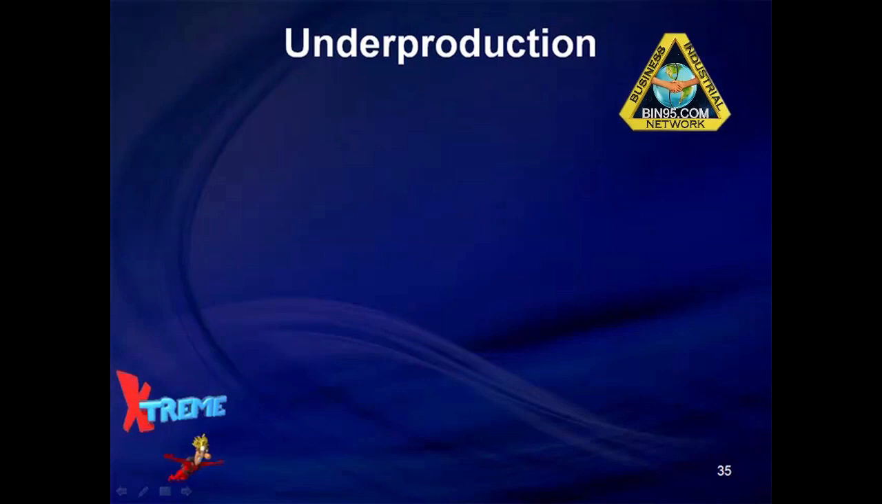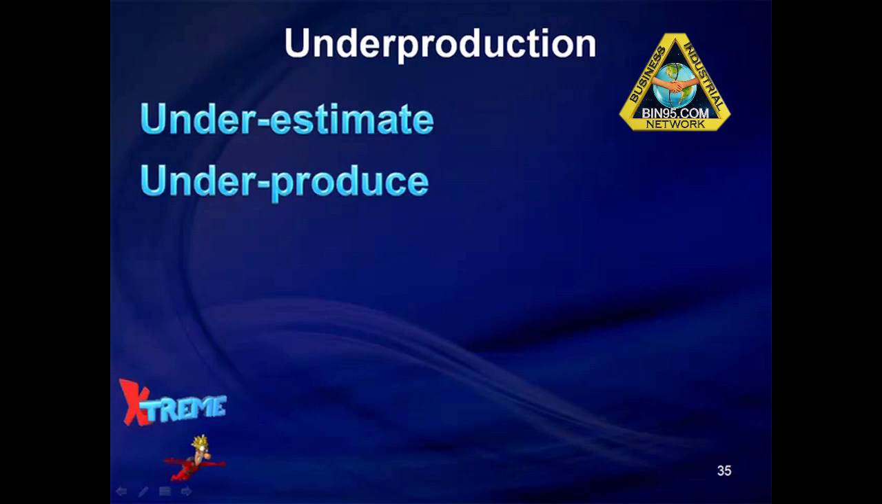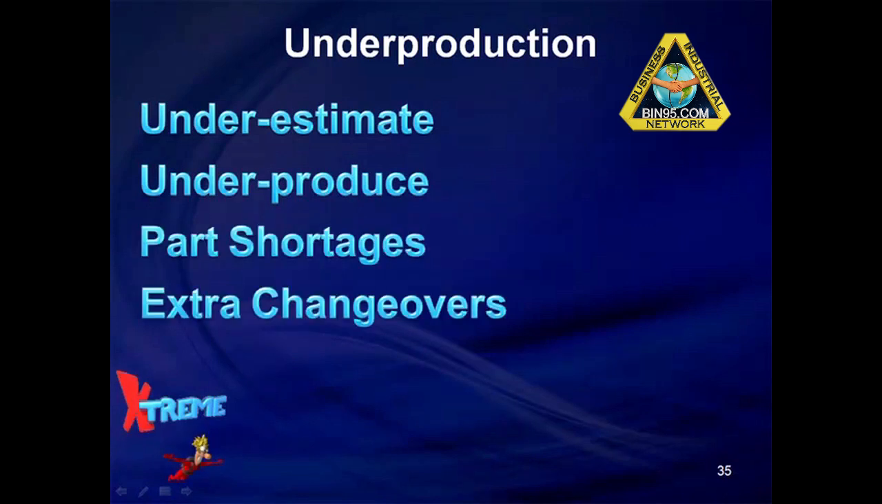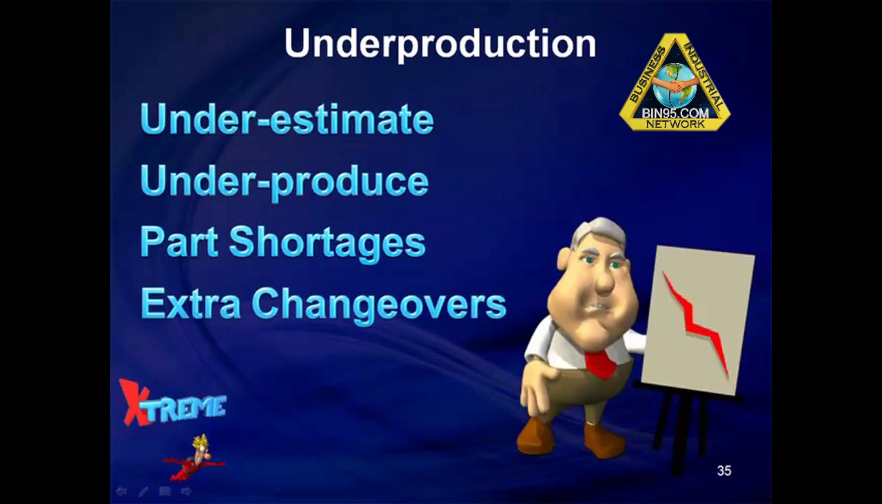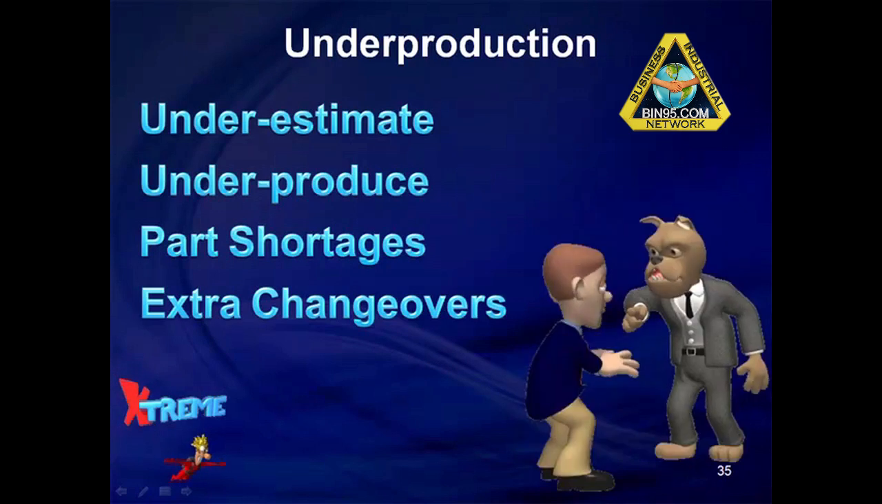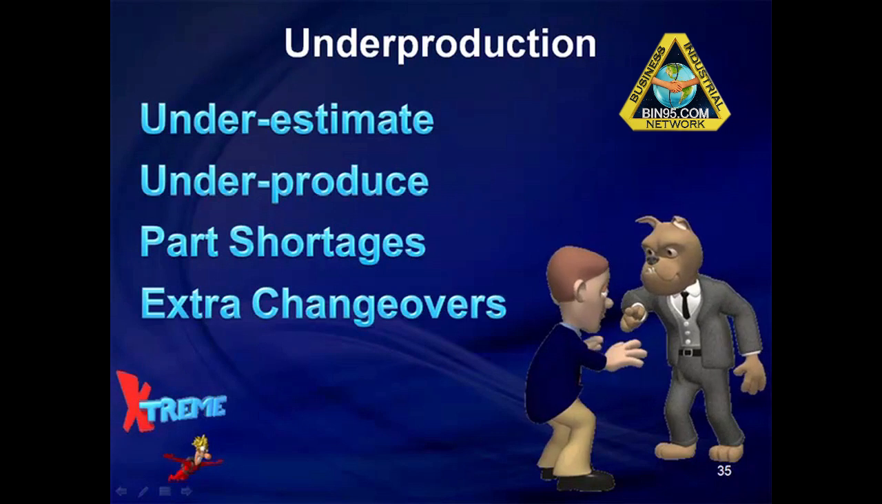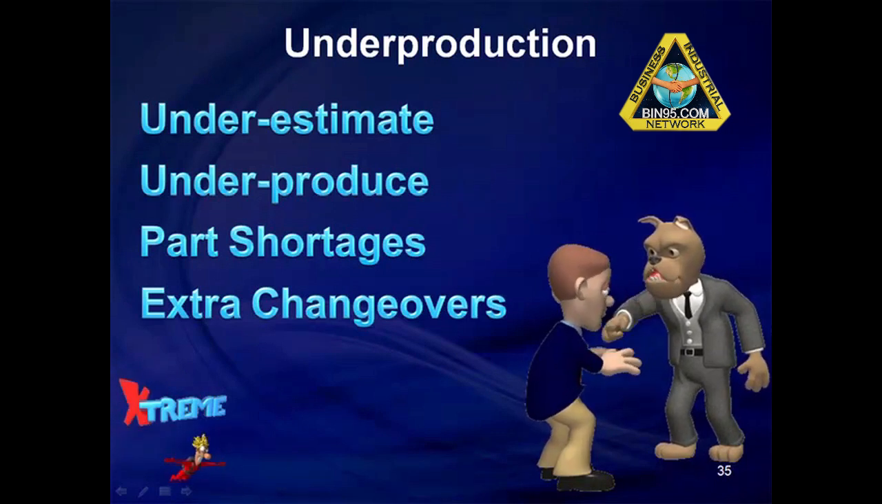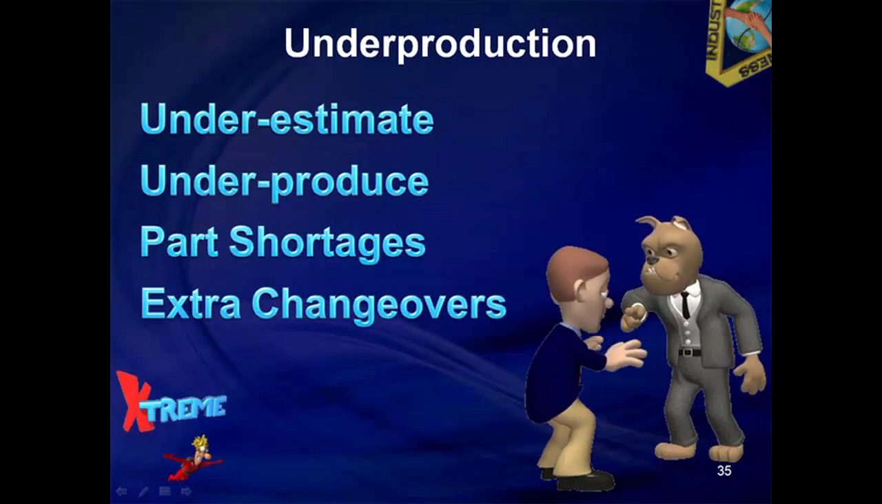We have the opposite problem when we underestimate what the customer will consume. When we underestimate, we underproduce, which causes part shortages, which causes extra changeovers, and that causes a loss in productivity. This means we have a customer wanting product from us that we cannot deliver. Once again, this means you are not responding well to your customer demand, and it causes the customer to become upset. This applies to internal as well as external customers.